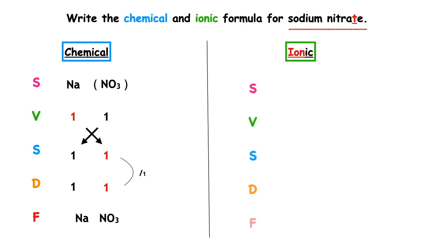Now we're going to write the ionic formula for sodium nitrate. The symbol is still the same, Na, valency 1.